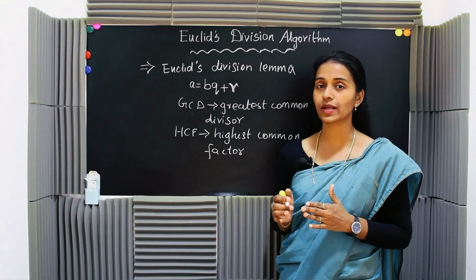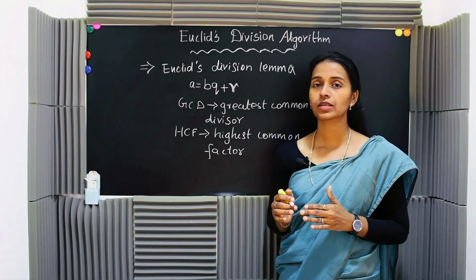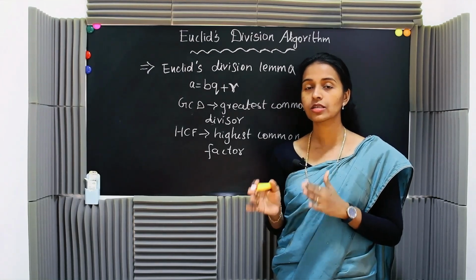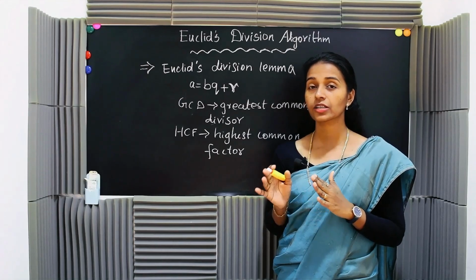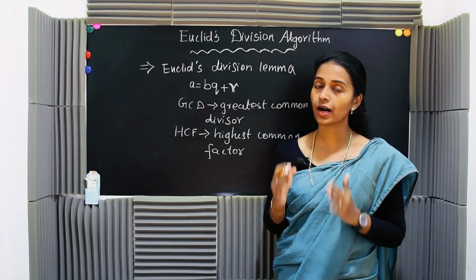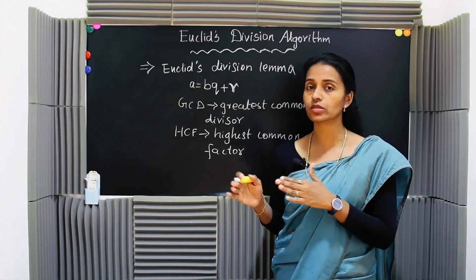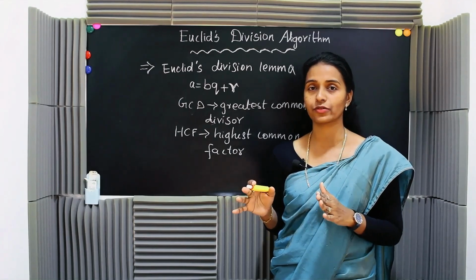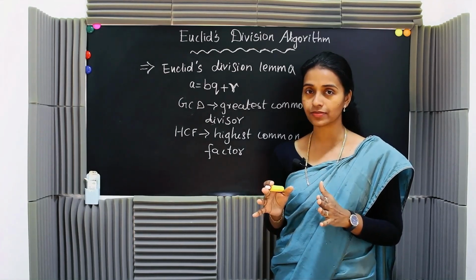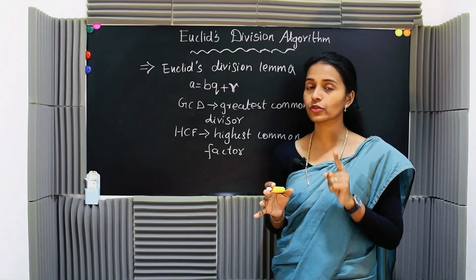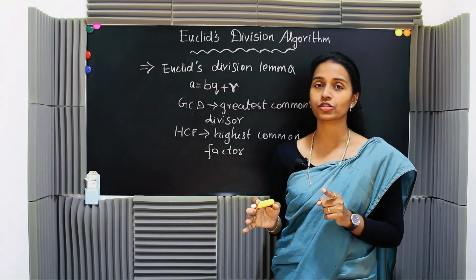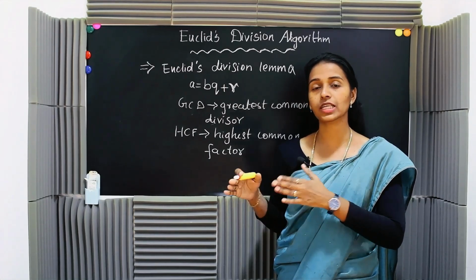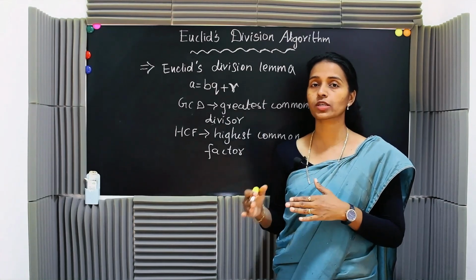Let me explain with an example. Let's say you have 250 chocolates. Your friend has 100 chocolates, and your task is to pack the chocolates in boxes with an equal number of chocolates, with no chocolates left over. I hope you are getting it. You have 250 chocolates. Your friend has 100 chocolates. Your task is to pack all the chocolates in boxes with an equal number of chocolates with no chocolates left over.